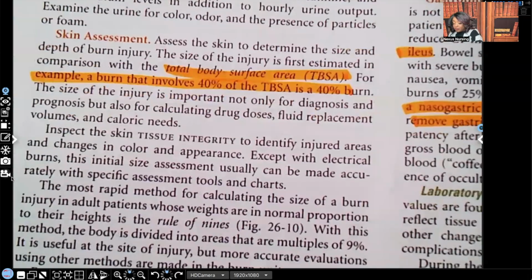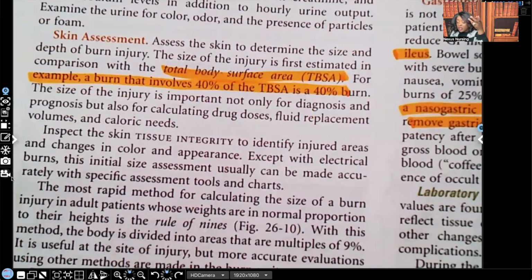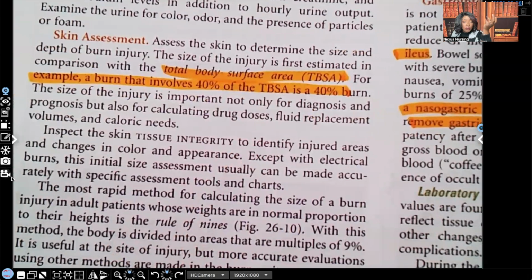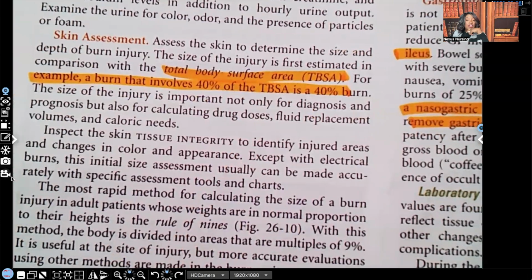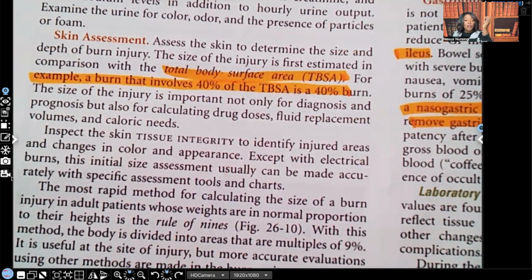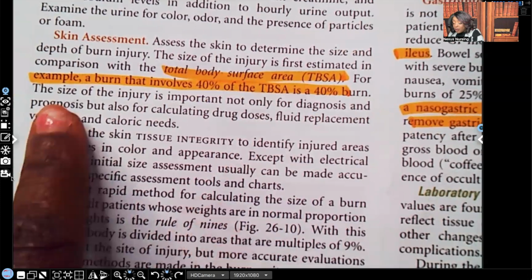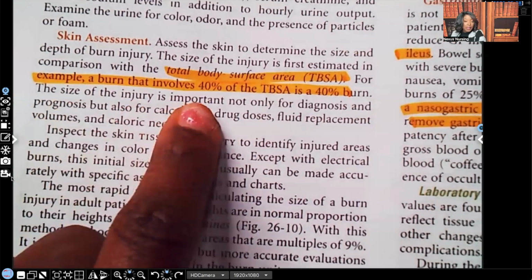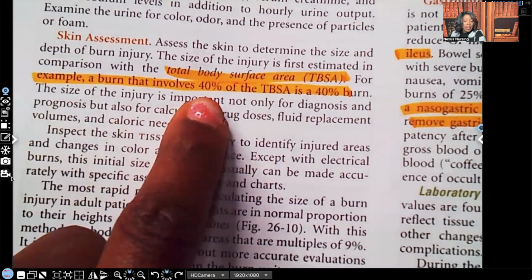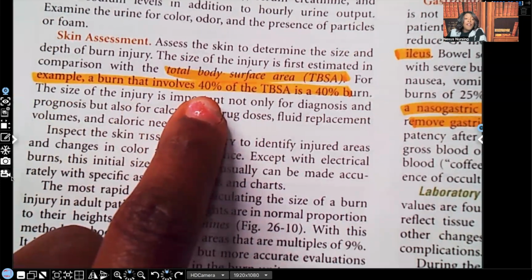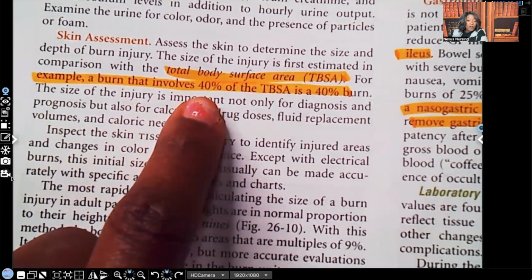Skin assessment. So you're going to assess the skin to determine the size and depth of the burn injury. The size of the injury is first estimated in comparison with the total body surface area. For example, a burn that involves 40% of the TBSA is a 40% burn. Okay, so a burn that involves 50% of the total body surface area, that's a 50% burn.